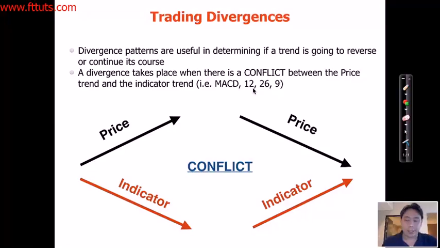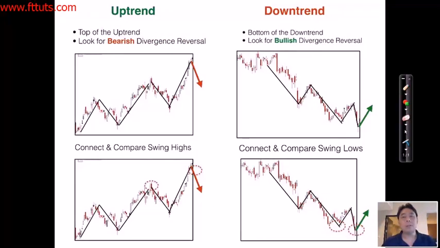So let's understand how this works. Basically, there are two kinds of divergences: bearish divergence and bullish divergence. All right, let's look at bearish divergence. So first of all, when do we look for bearish divergence? Bearish divergences occur at the top of uptrends. So whenever you're at the top of an uptrend, you look for a potential bearish divergence that anticipates that price is going to come down.